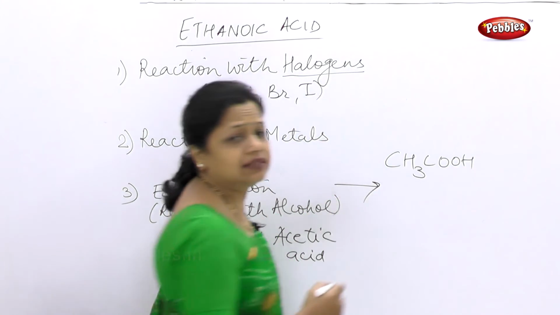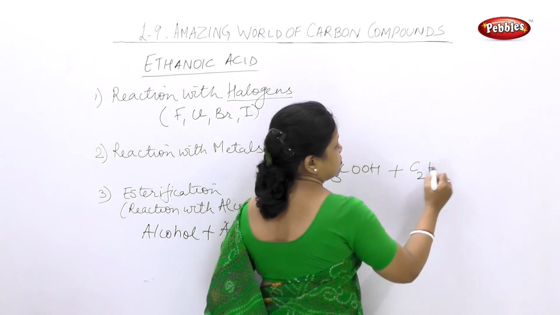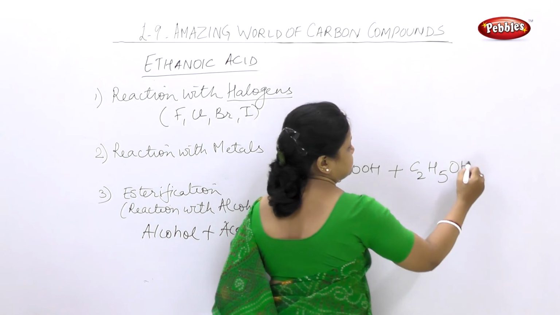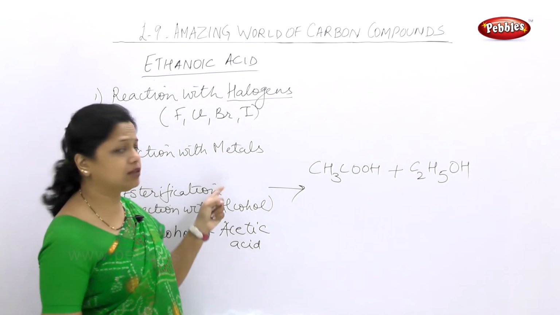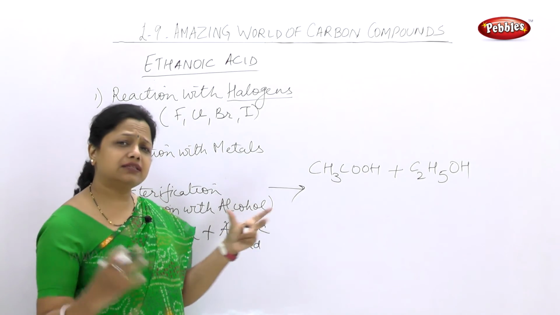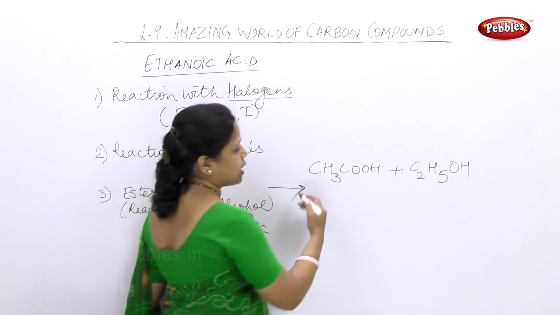CH3COOH. This is acetic acid. It reacts with alcohol C2H5OH. We learned about alcohol. Now we are learning about ethanoic acid or acetic acid. Let's see how these two can react. Now these two react, what happens?